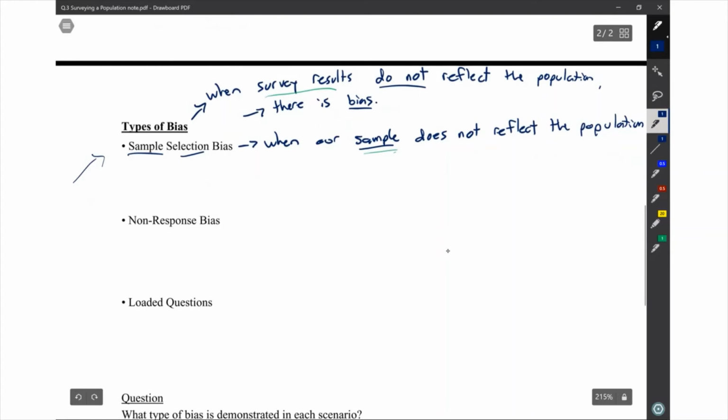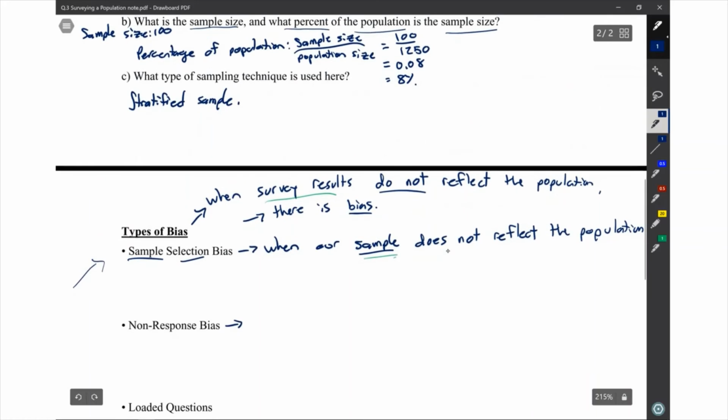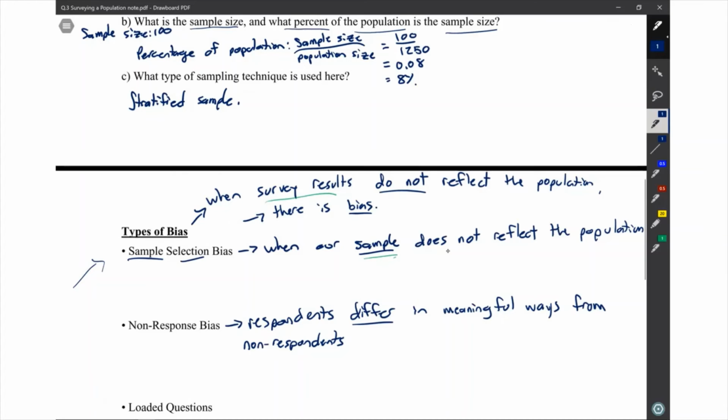Now, non-response bias is the bias that results from when respondents differ in meaningful ways from the non-respondents. And the non-respondents would be those members of a population that were not chosen for the sample.